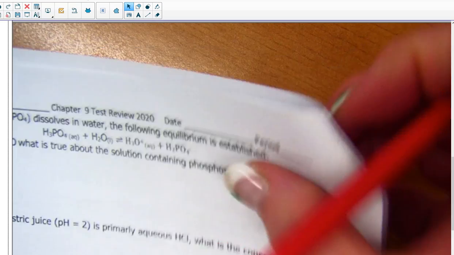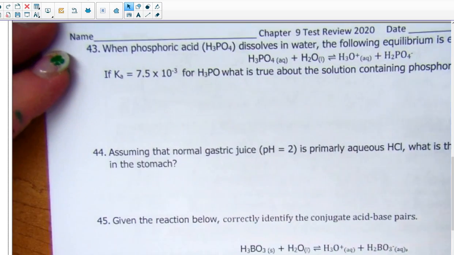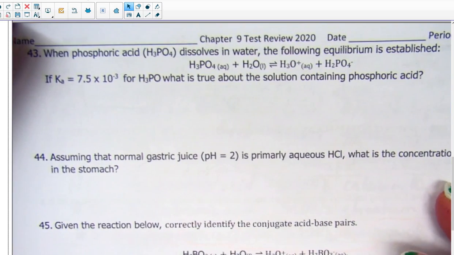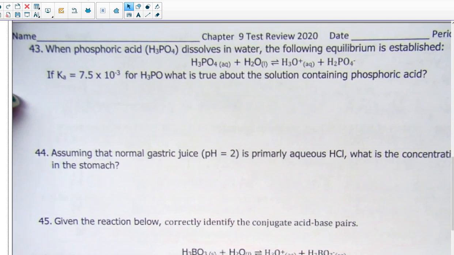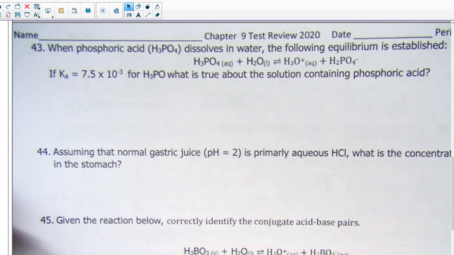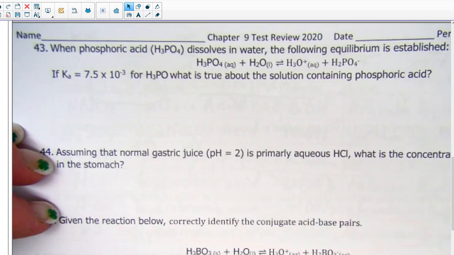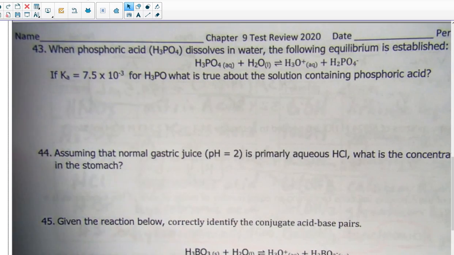Okay, coming over to the other side. Feels like we're going forever. Okay, when phosphoric acid, actually I'm going to pause this or stop this, and I'll put a second video up with the last 2 pages because I need a drink. It's a lot of talking.